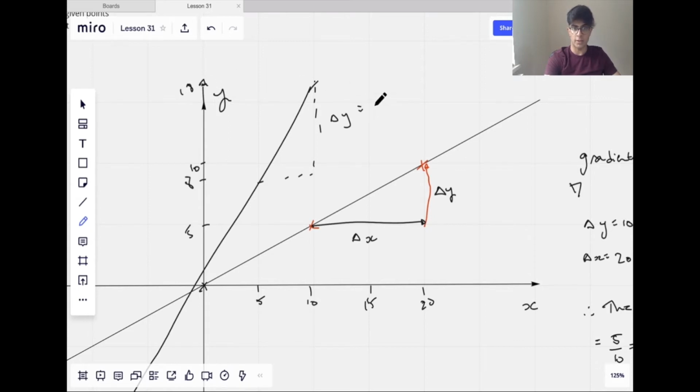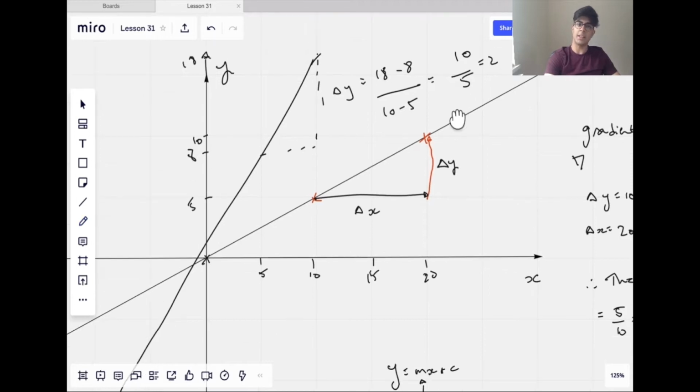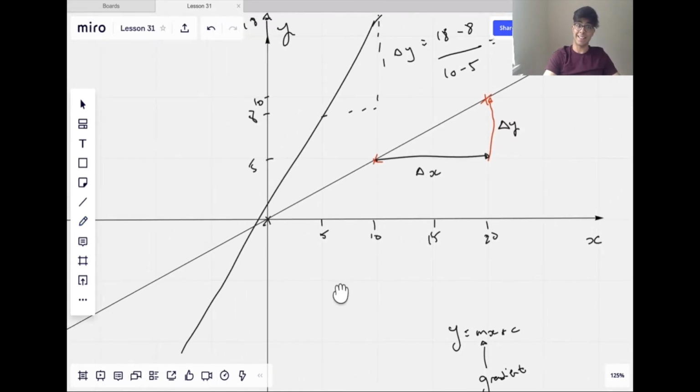So the change in y is equal to 18 minus 8, and the change in x is just from 5 to 10, which is 10 minus 5, so 10 over 5, which is 2. So we can see that the higher the gradient, the steeper the line is, and the smaller the gradient, the shallower the line is.